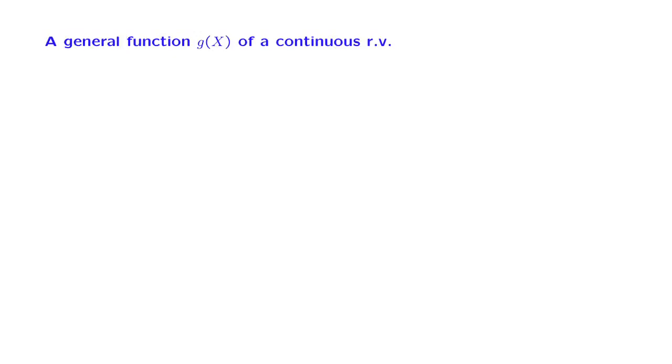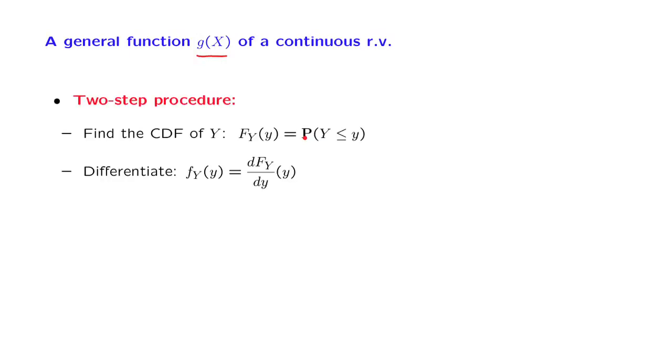In this important segment, we will develop a method for finding the PDF of a general function of a continuous random variable, a function g of x, which in general could be nonlinear. The method is very general and involves two steps. The first step is to find the CDF of y, and then the second step is to take the derivative of the CDF and then find the PDF.